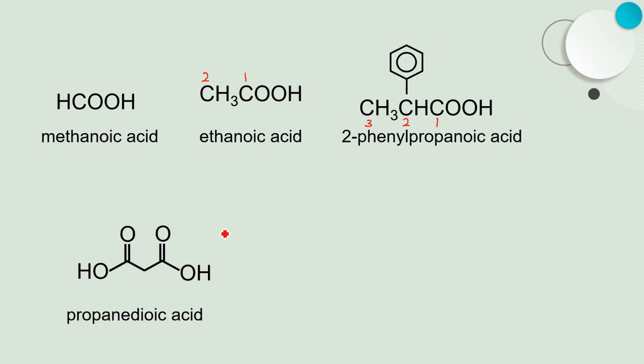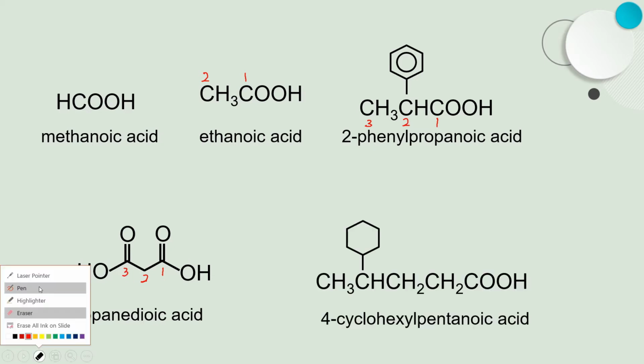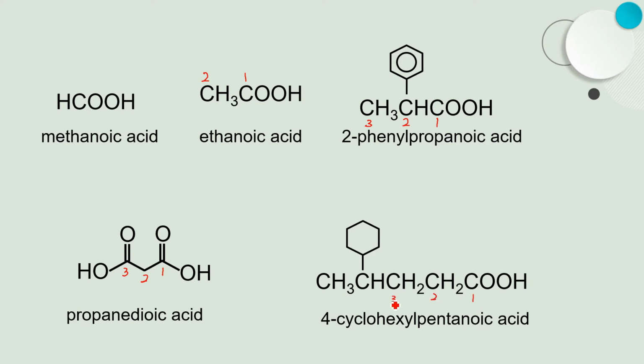The fourth example has 2 carboxyl groups, which are at both ends of the carbon chain, and the longest carbon chain is 3 carbons. Therefore, it is propanedioic acid. For the last example, the longest carbon chain is 5 carbons and the cyclohexyl group is at the 4th carbon. Therefore, it is named 4-cyclohexylpentanoic acid.